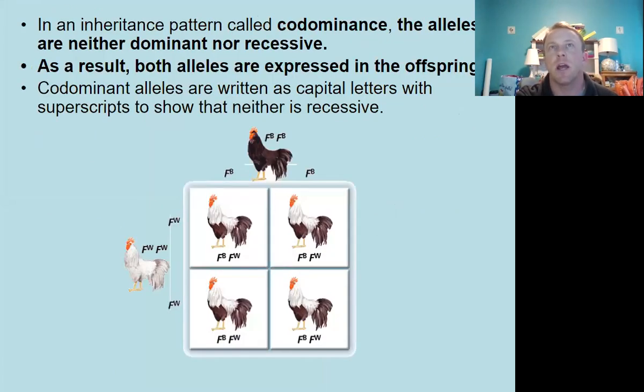Okay, in an inheritance pattern called codominance, the alleles are neither dominant nor recessive. As a result, both alleles are expressed in the offspring. Codominant alleles are written as capital letters with subscripts to show that neither is recessive. Okay, so the subscripts are up top, not bottom. So write all of those down. You have to write all of them down. Pause the video until you're done.